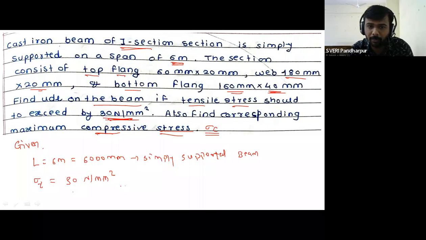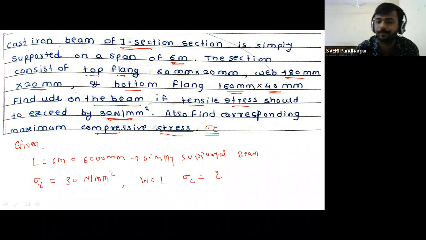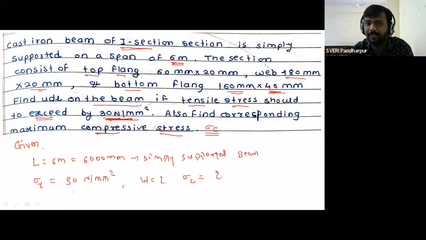And we have to calculate the value of W, that is the value of UDL, and we have to calculate the other stress, the compressive stress, that is sigma C. So these are the most important parameters required for the calculation. The tensile stress should not exceed 30 Newton per mm square, which means this is the maximum value. Your beam can sustain stress up to 30 Newton per mm square only. If your stress exceeds 30, there is a possibility of failure of the beam. So the words should not exceed represent the maximum limit of the beam. Okay, so these are the given parameters.